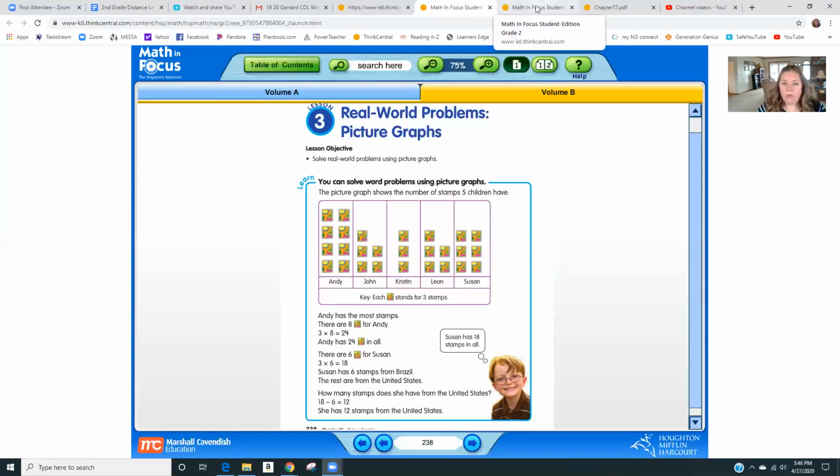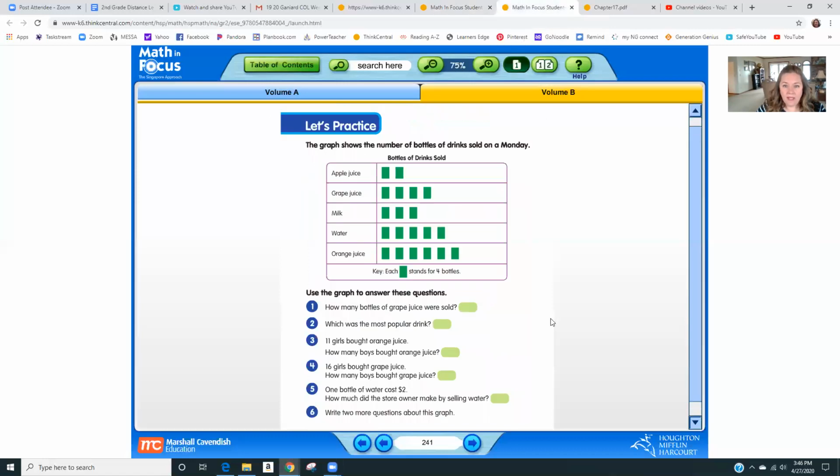We're going to go right into the let's practice. The best way for you guys to figure out how to use these pictographs in real world problems or scenarios is just to get in there and practice with them. So let's do one together.